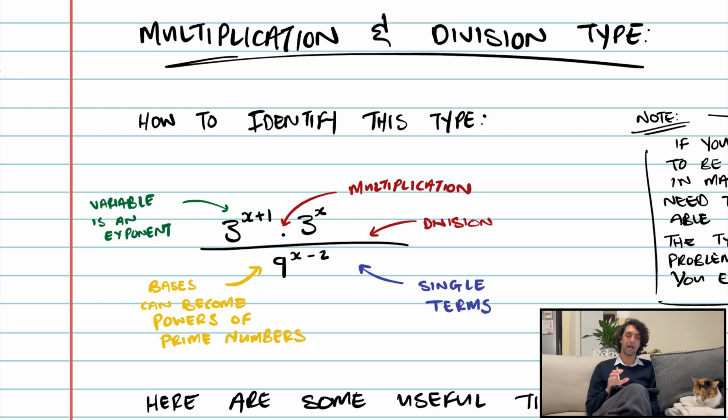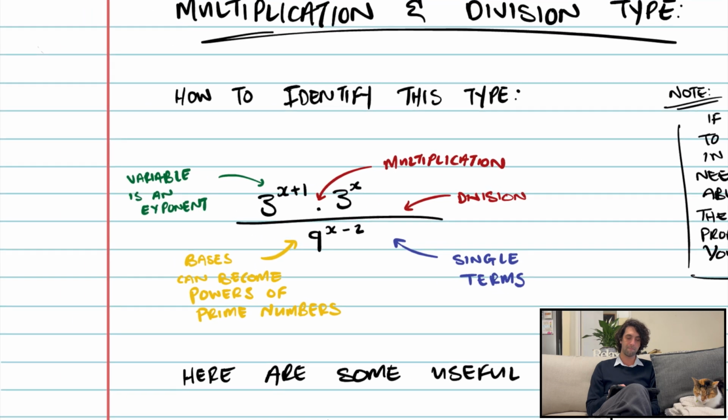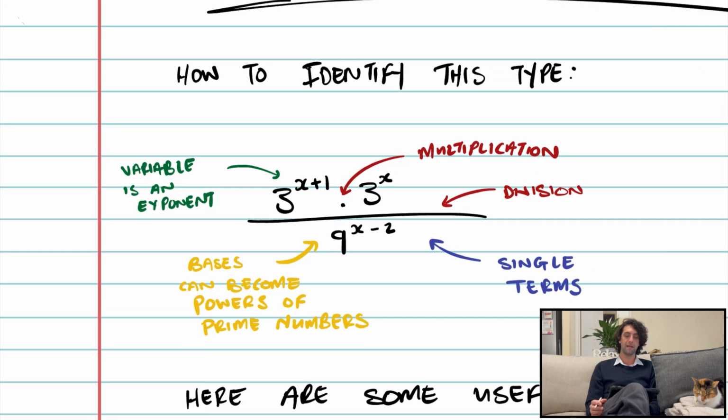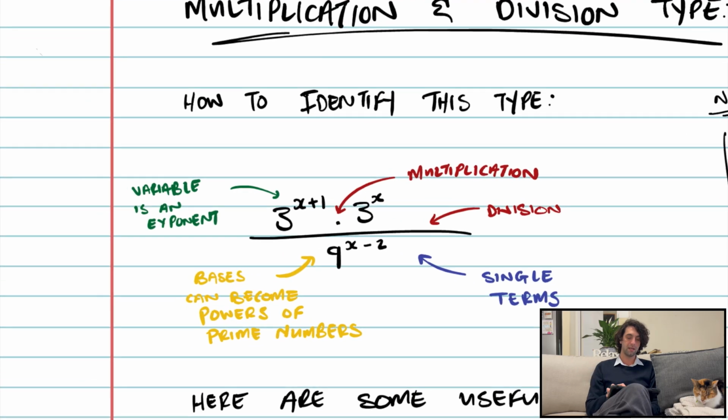So let's quickly look at how we identify the multiplication and division type, okay? So here we're given an expression, okay? Expressions do not have equal signs in them. This is an expression. We have 3 to the power of x plus 1 multiplied by 3 to the power of x divided by 9 to the power of x minus 2. Okay, firstly, we can see that there is a variable in the exponent. Okay, that tells me that we're dealing with exponents, all right?